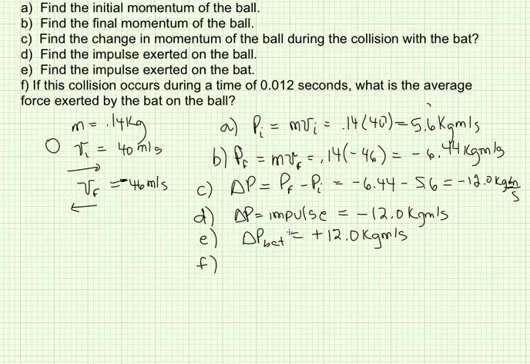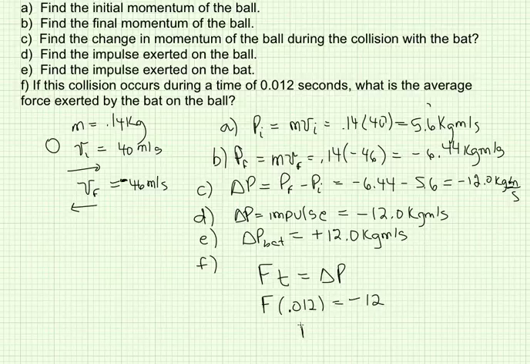Finally, for part F, it says if it occurs in a time of 0.012 seconds, what's the average force? Now I'm going to use the relationship that the force times time equals my change in momentum. So the force times the time, which is 0.012 seconds, equals the change in momentum, which is negative 12. That means the bat is exerting a force of negative 1,000 newtons. And it's negative because the bat is pushing the ball to the left.